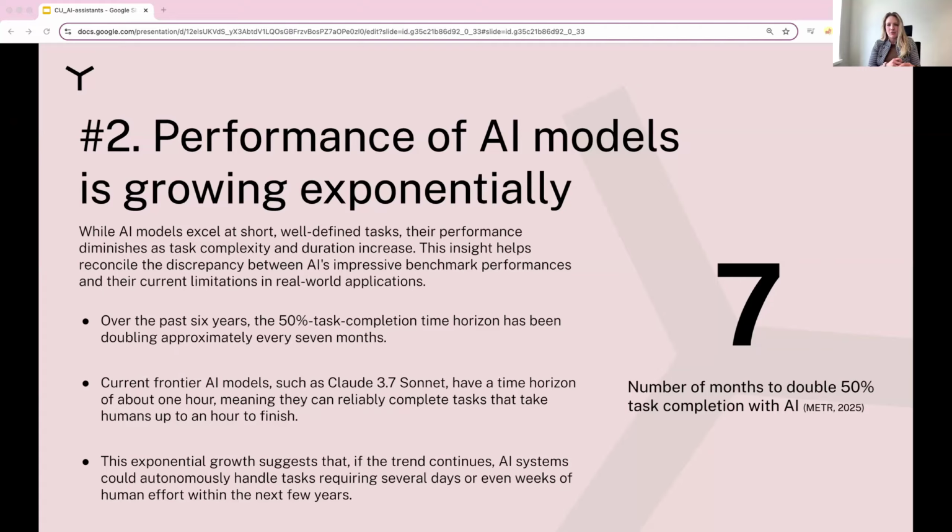Currently, AI models excel in short, well-defined tasks. But once the tasks are longer, taking longer for a human, the AI isn't excelling anymore. What they also found is that this performance capacity is growing exponentially. Currently it takes roughly 7 months to double the 50% task completion horizon. So this suggests that if the exponential growth continues, the length of tasks AI systems can autonomously handle will be several days or even weeks of human effort within the next few years.